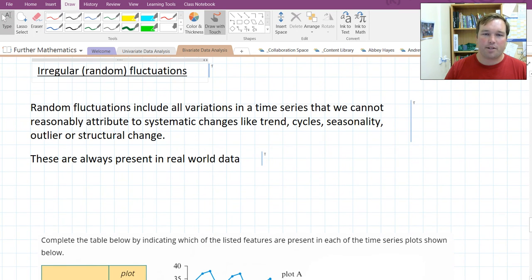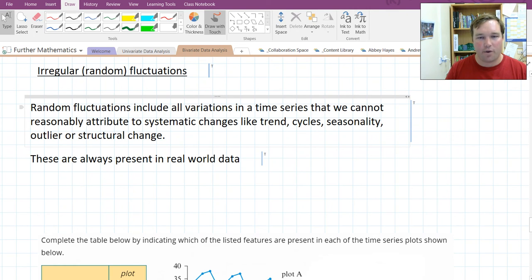Irregular random fluctuations. Now these happen in almost every time series chart, and they are fluctuations that we cannot reasonably attribute to systematic changes like trend, cycle, seasonality, outlier, or other structural changes. It's just noise, and we look at ways in future videos at how to reduce this noise so we can make more sense of the data.